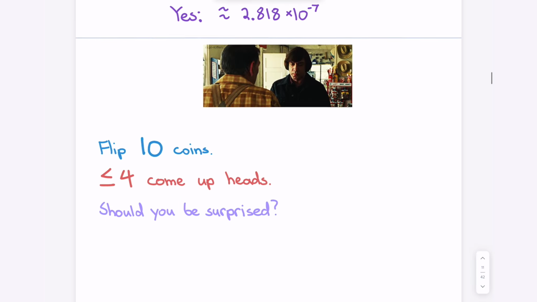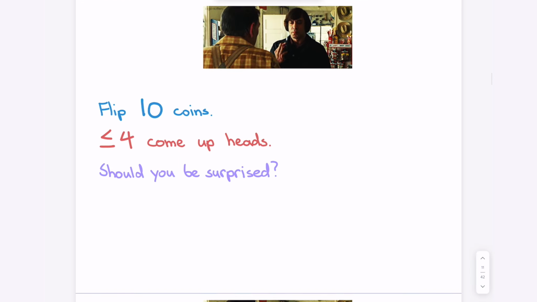Okay, how about this one? Flip 10 coins, and at most 4 of them come up heads. What are roughly the odds, or should you be surprised? Anyone want to venture a guess? Just for fun. There's no wrong answer.